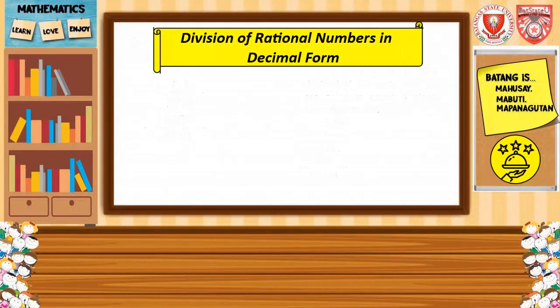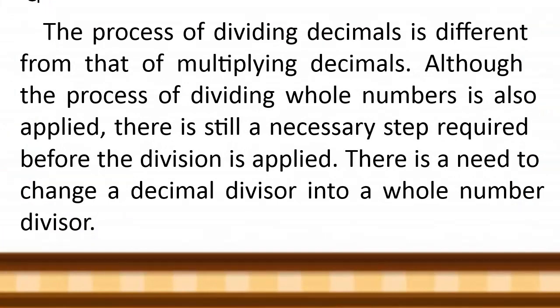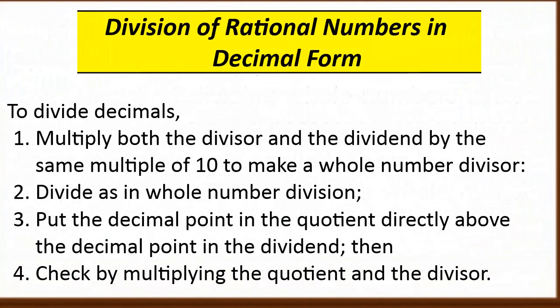Division of rational numbers in decimal form. The process of dividing decimals is different from multiplying decimals. Although the process of dividing whole numbers is also applied, there is still a necessary step required before the division is applied. There is a need to change the decimal divisor into a whole number divisor. These will be the steps in dividing decimals. First, multiply both the divisor and the dividend by the same multiple of 10 to make a whole number divisor. Divide as in whole numbers. Put the decimal point in the quotient directly above the decimal point in the dividend. Then, check by multiplying the quotient and the divisor.